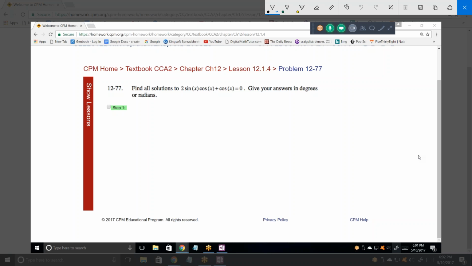Simplify. Factor. Always think factor. When you're solving trig equations, always think factor, because most trig equations are solved by factoring. Okay, what's the greatest common factor? Cosine. The rest of it?